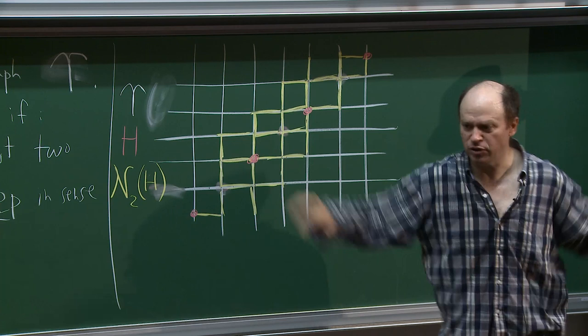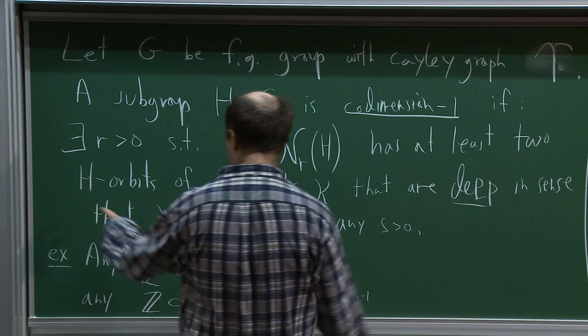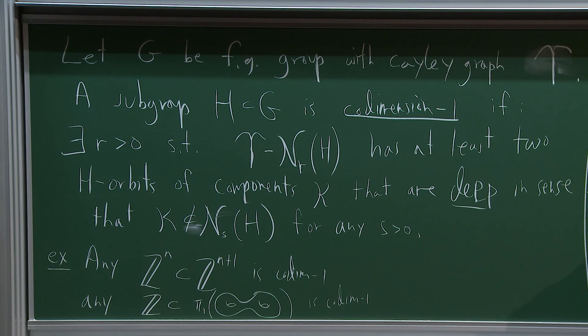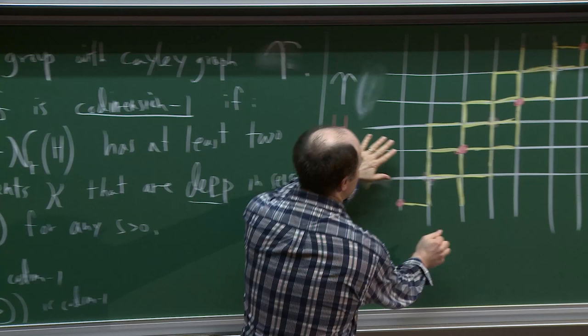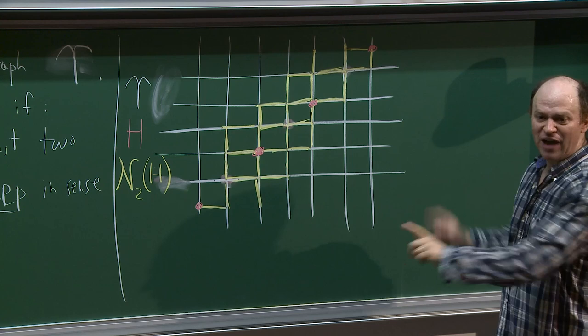And the other thing that you see is a little more subtle: it has at least two H orbits of components, right? So when you look at how the subgroup is acting on this situation over here, it's quite nice. There's actually only two H orbits, in fact. The top white component and the bottom white component don't get exchanged by the action of the subgroup.